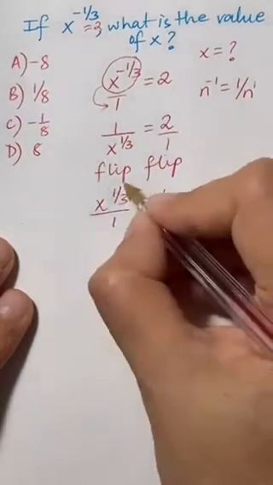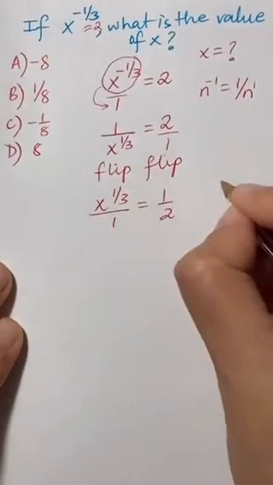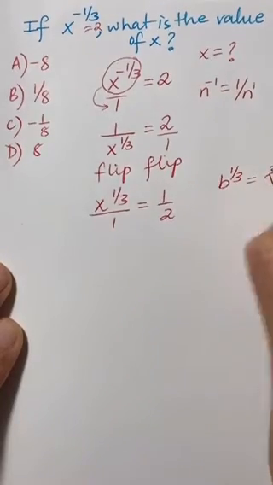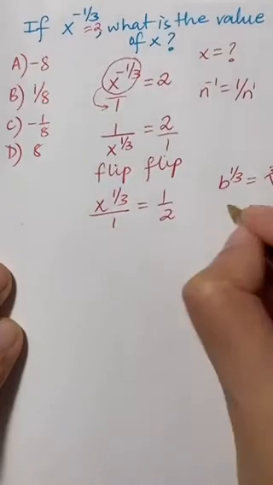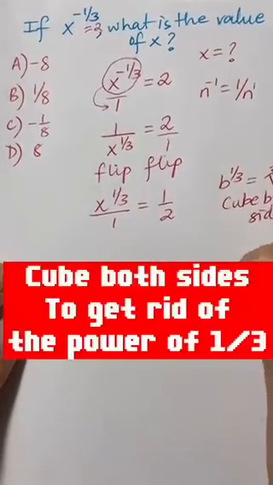Now what I want to do is get rid of the 1/3. So first thing to understand is, what does 1/3 mean? Well, remember we talked about this. b to the 1/3 is the same thing as saying cube root of b. And the way you can get rid of a cube root is cubing both sides. So cube both sides if you want to get rid of the cube root.